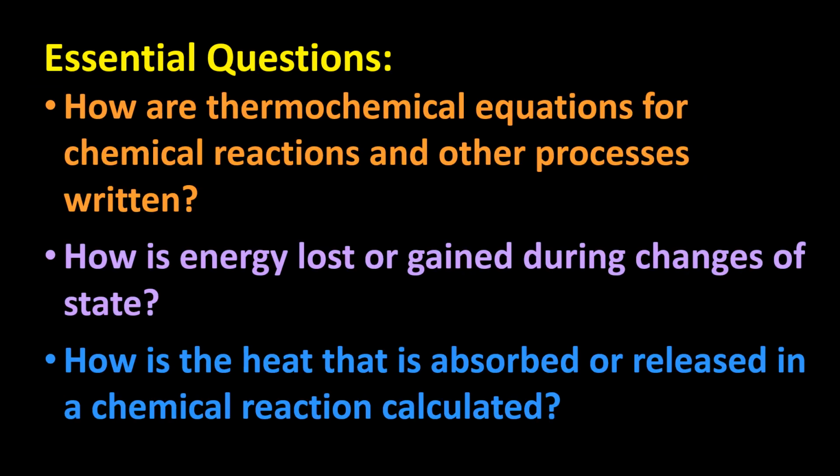So the essential questions from this chapter are: how are thermochemical equations for chemical reactions and other processes written? How is energy lost or gained during changes of state? And how is the heat that is absorbed or released in a chemical reaction calculated?